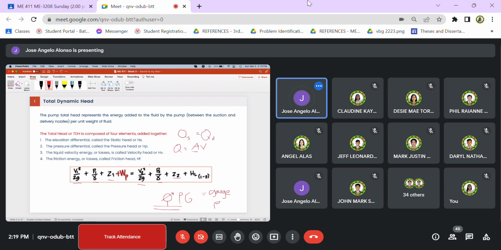The last one is the friction energy or loss, called the friction head. Here is HL. If the friction head is not given in the problem, then let's cancel this one or make it zero because it is not available.